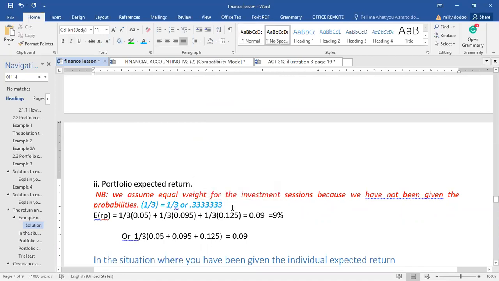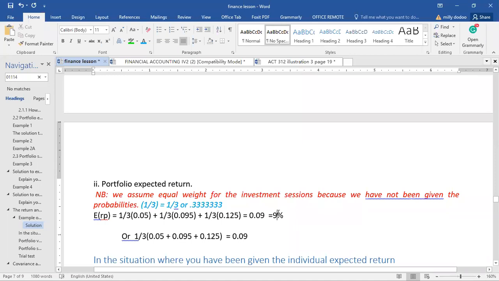And once you have your 0.3333, you either use this as 0.33 or the 1/3. But my advice was that when you use the 0.333, your answer is going to be plus or minus the accurate answer. But when you use the 1/3, you are going to get the exact answer. So when we use the 0.33, we might be getting 8.9 or 9.1.